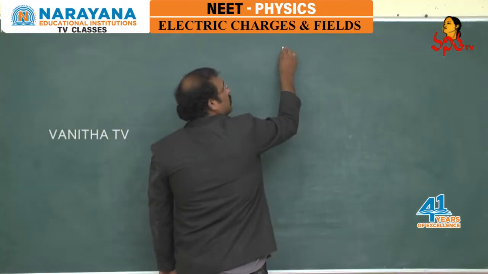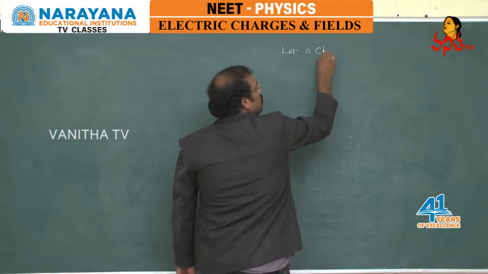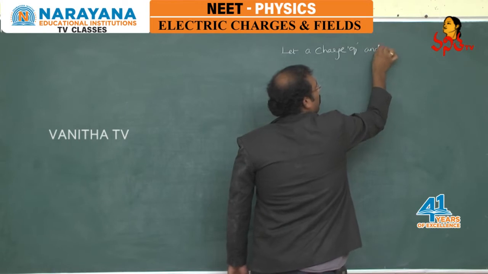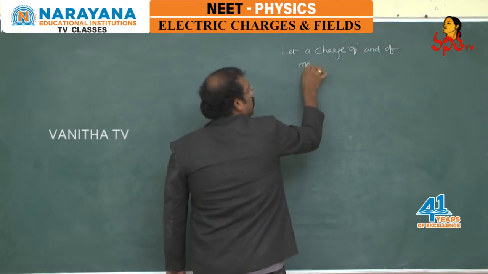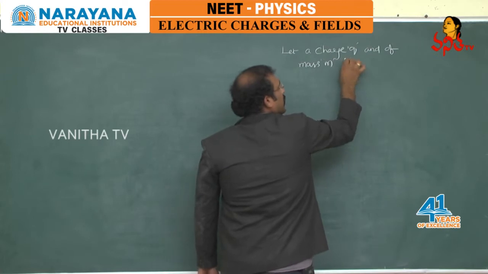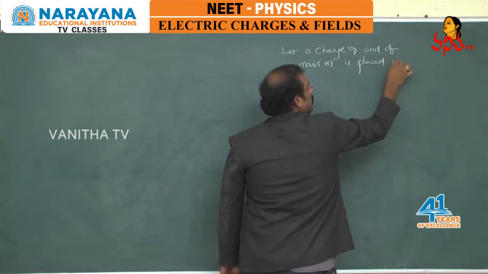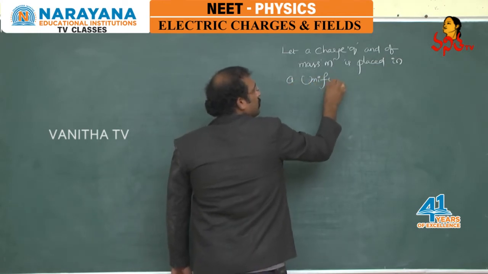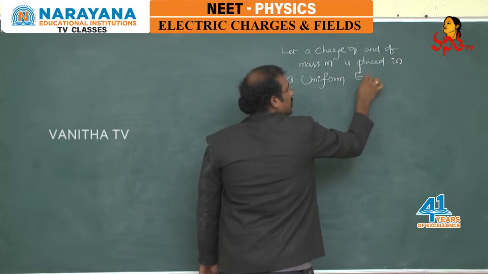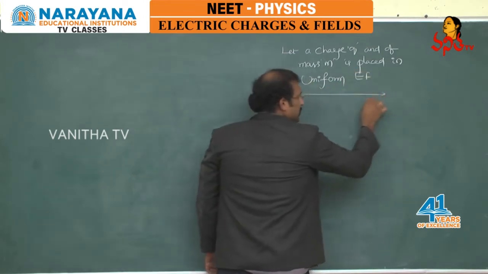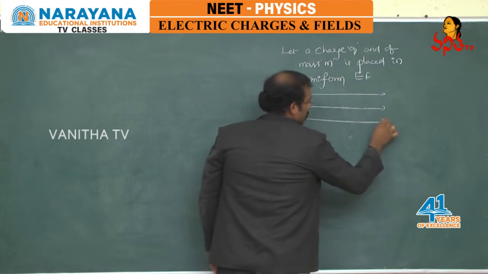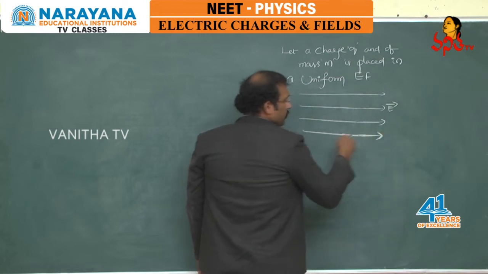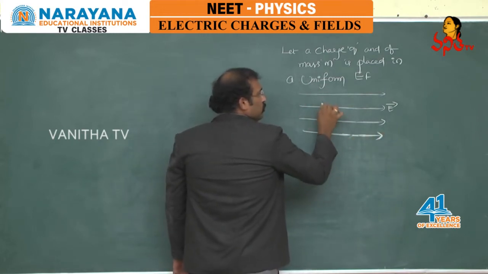Let a charge Q and of mass m be placed in a uniform electric field. Now this is the field. This is the direction of the field. This is E bar. Let a charge Q be placed whose mass is m.